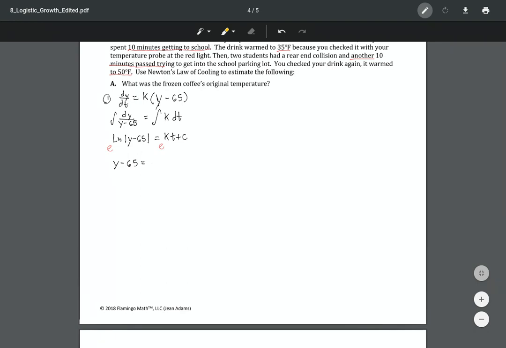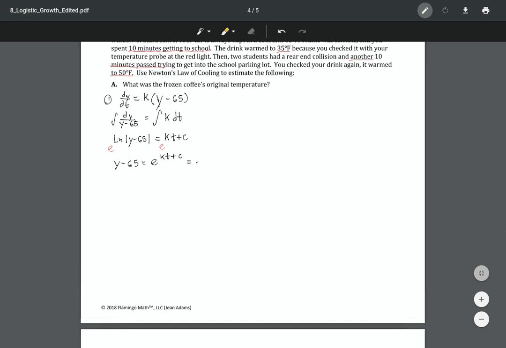y minus 65 is equal to e to the kt plus c. There's no tricks here. There's no multiplying anything times the negative. It's just the way it is. All right, so now remember, from stuff we talked about in the past, this is the same thing as this, and e to the c is a constant, right? And that constant, they call this letter a. So this is going to be a e to the kt.